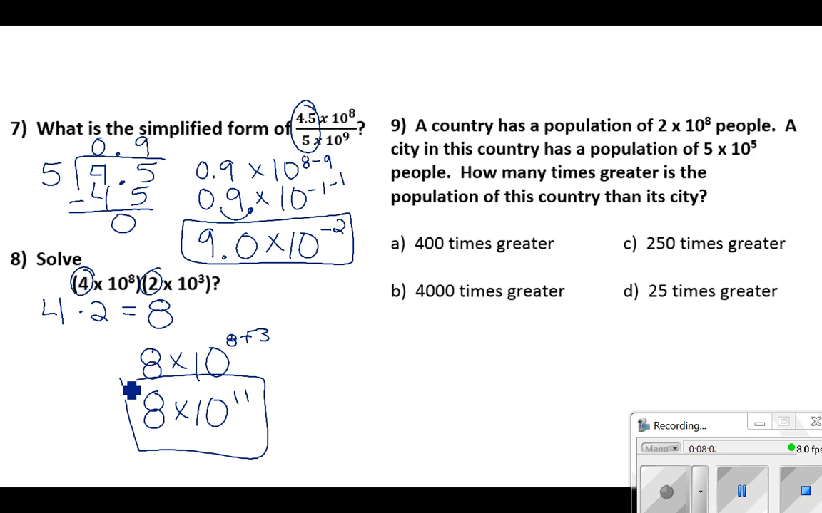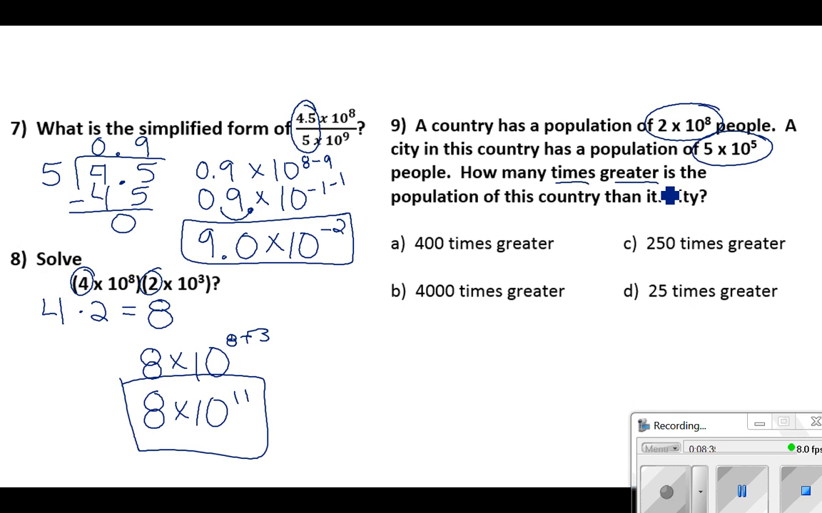Number 9. A country has a population of 2 times 10 to the 8 people. A city in this country has a population of 5 times 10 to the 5th people. How many times greater is the population of this country than its city? To do this one, you're going to divide, because it says how many times greater. That's a multiplication problem, but to solve a multiplication problem, you have to do division.